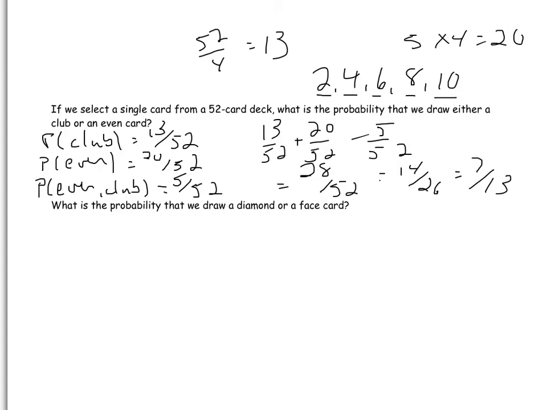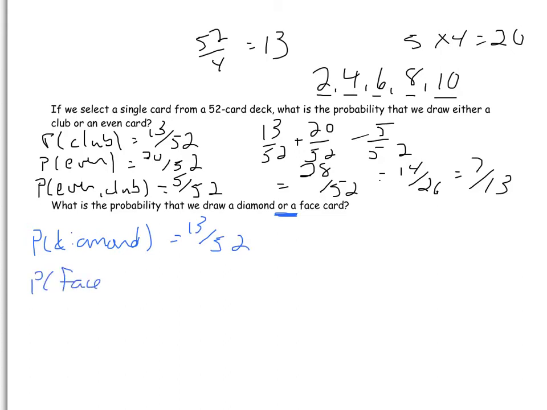Alright, so let's take one more example like this. So it's the probability that we draw a diamond or a face card. That word or is really important. Whenever you think about unions, you'd have that word or in there. So the probability of a diamond, let's see, diamond's the same probability as a club. There's 13 of them. There's 13 of each suit.